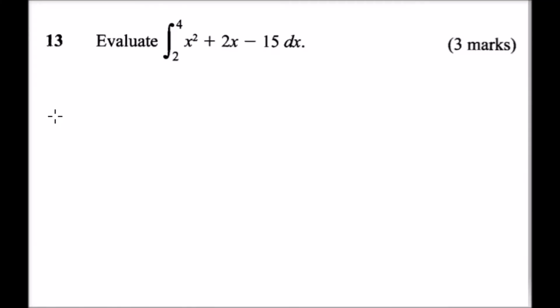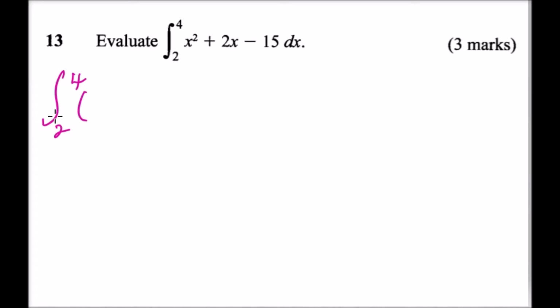Question number 13, we are told evaluate, integrate limits 2 and 4, x squared plus 2x minus 15 dx. You get 3 marks. This is from the topic integration. So when you integrate this function, you can write it like this. This is 2 and 4.